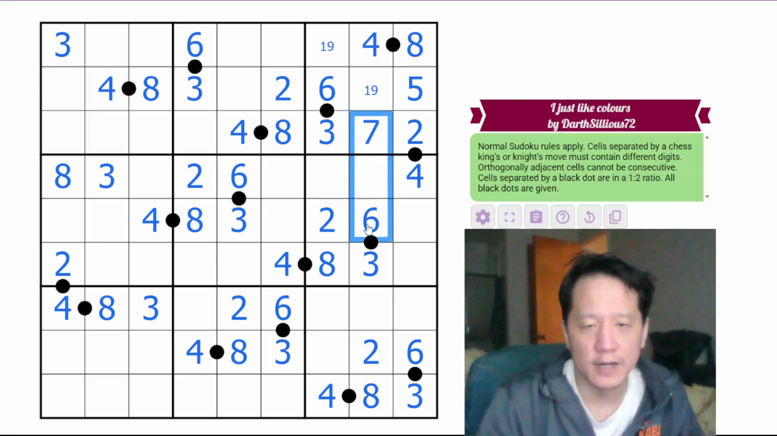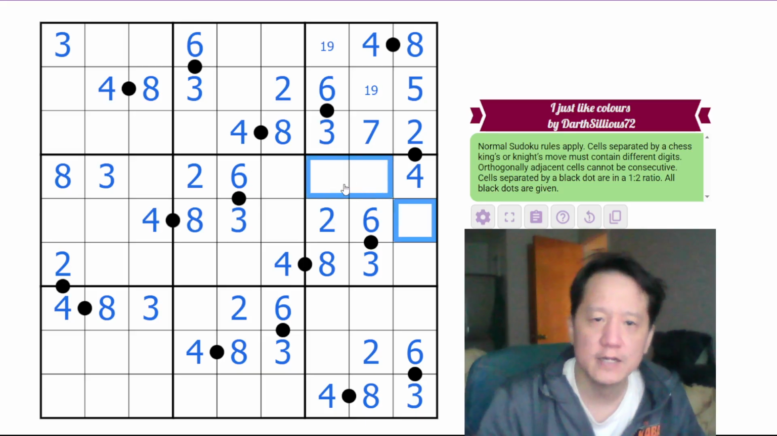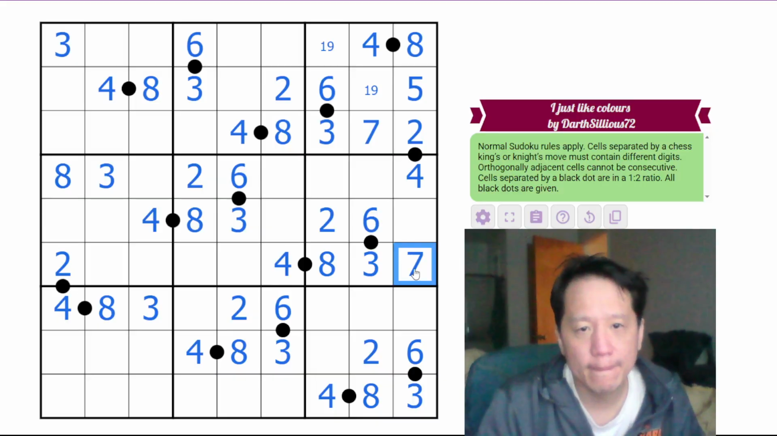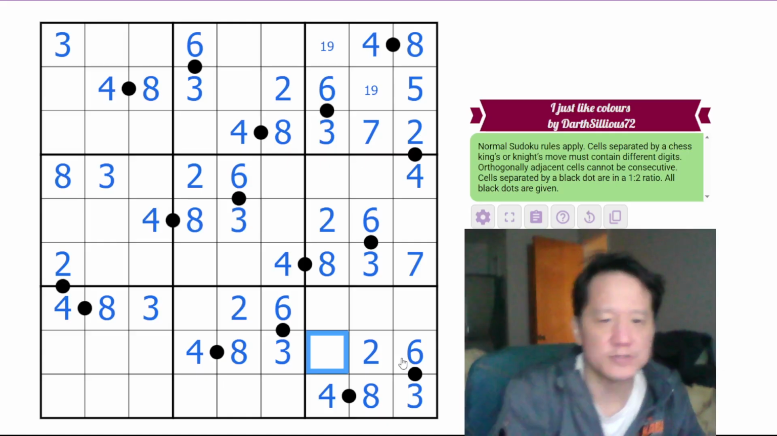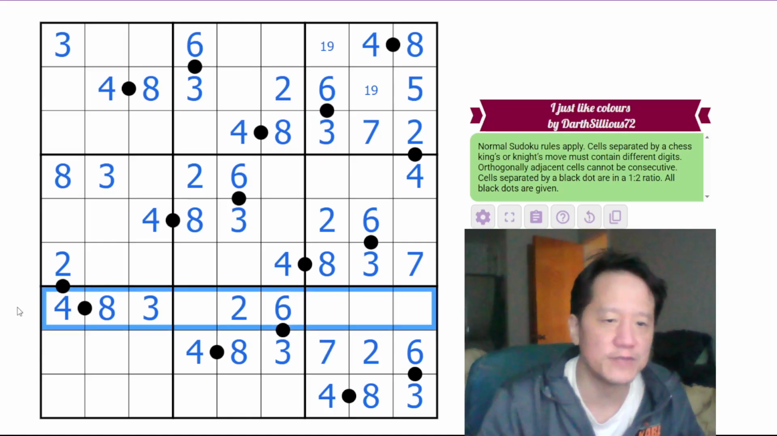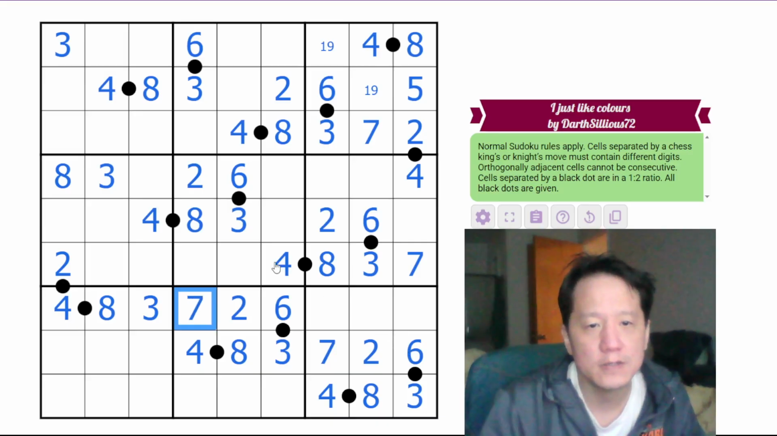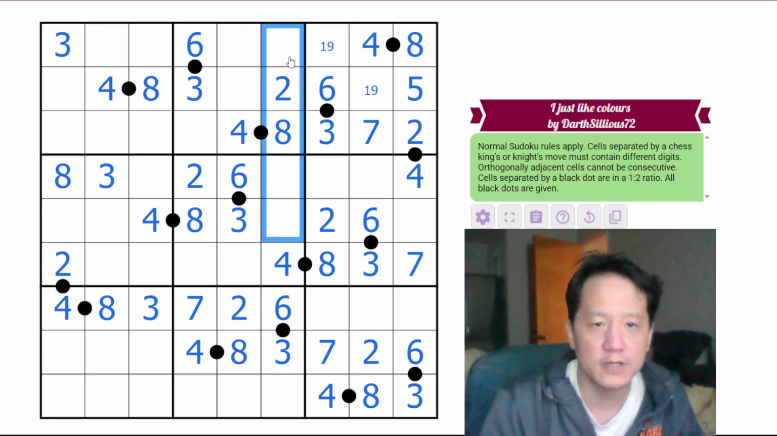7 cannot be any of these digits because of anti-king and anti-knight, so this must be 7 here. 7 cannot be any of these because of anti-king and anti-knight, so 7 has to be here. Whereas 7 then in row 7, it can only be here. 7 can't be here. 7's one of these two, so therefore this can't be 7 here.